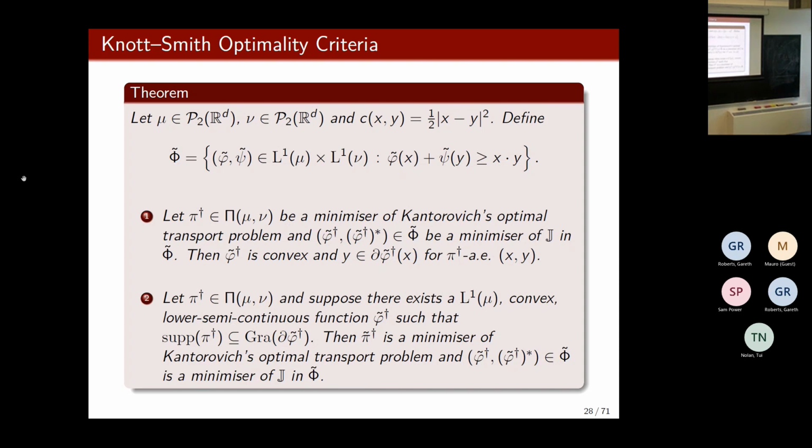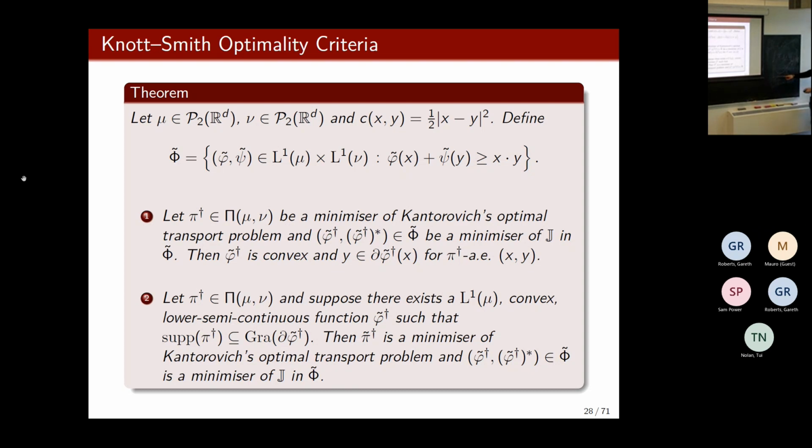Okay, so on the other hand, if we let, again, pi dagger be in the space of couplings between nu and nu, and we suppose there is some L1 convex lower semi-continuous function psi tilde, such that the support of my pi dagger is contained in the graph of the derivative of psi tilde.